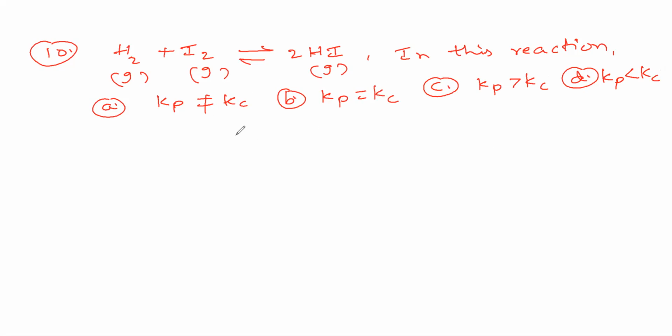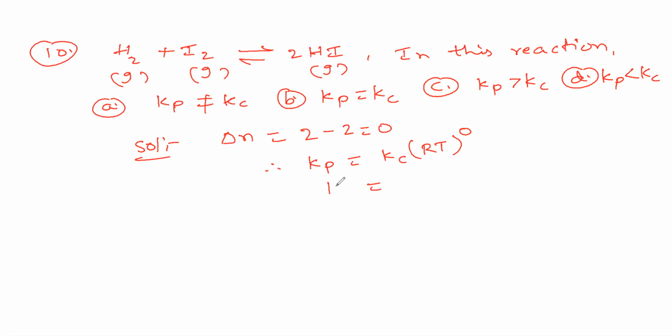For this also simply we can find delta n. This type of questions we are getting more. Delta n is equal to 2 minus 2, equal to 0. Therefore, if delta n is equal to 0, Kp is equal to Kc (RT) to the power 0. Anything to the power 0 is 1. So Kp is equal to Kc. So the answer is the second option, that is B.